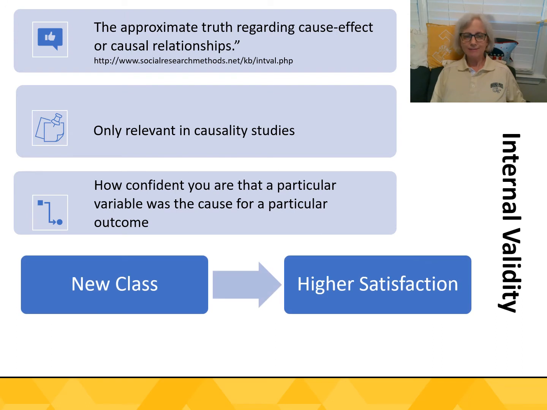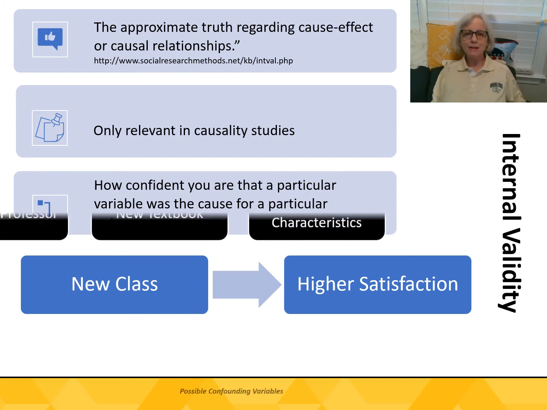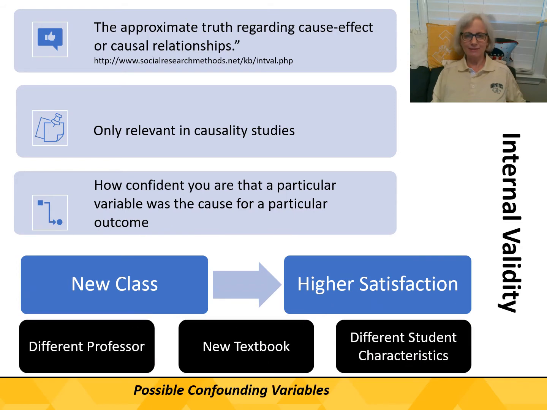For instance, perhaps I designed a new class and students reported higher satisfaction. I may decide that the reason they were more satisfied is because of the superlative slides I created or the engaging exercises they were able to complete, or you get the idea. But there may be confounding variables that influence the higher satisfaction.